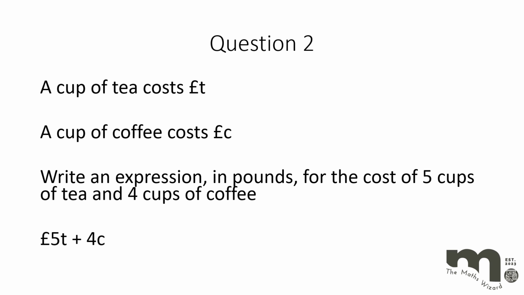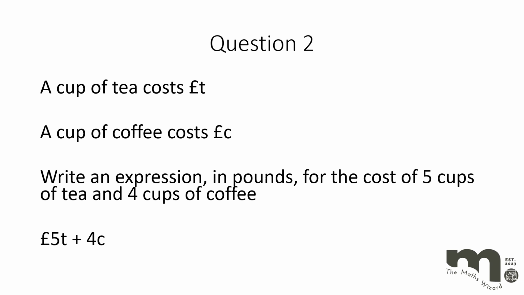And here is your answer. So it's 5t plus 4c, and the reason for this is because, think about what you would do if you actually knew the cost. So let's say it was £2 for a cup of tea. You would do 2 times 5 to work out the cost.